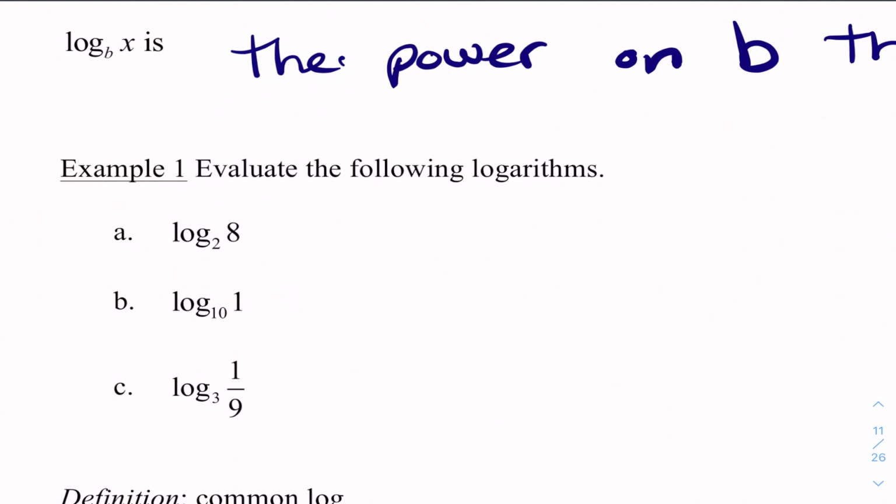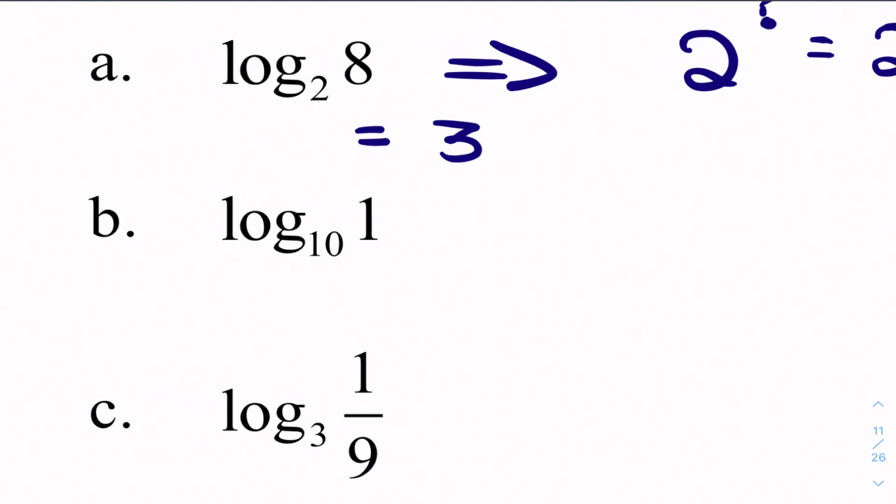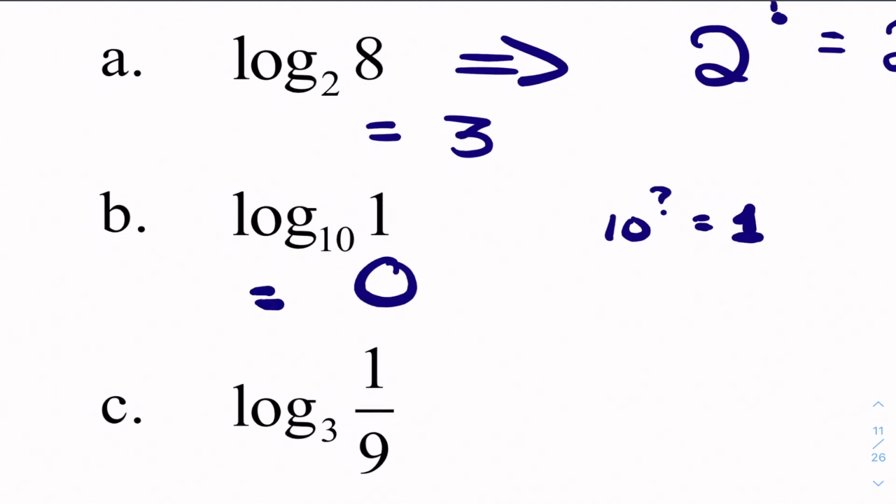If we say log base 2 of 8, that's the same thing as saying 2 to what power gives me 8. So log base 2 of 8 is equal to 3. So you could easily say 8 is 2 cubed, and so the answer, if you were evaluating these, is 3. Second one, log base 10 of 1. 10 to what power gives you 1? Well, anything to the 0 power gives you 1, and that's 0.